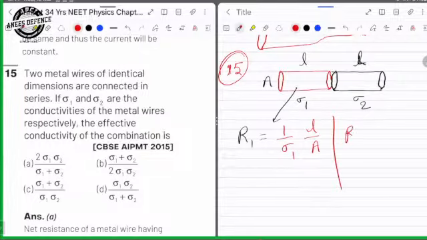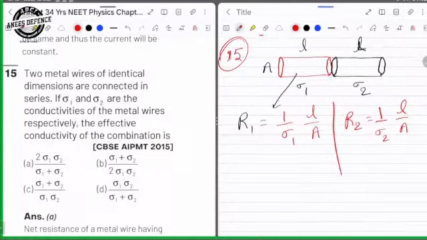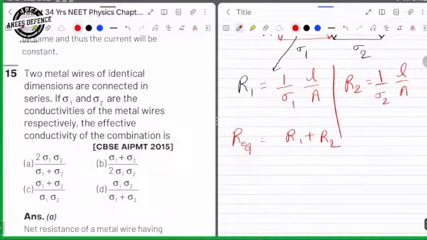Next one. R2 is how much? Rho 2 L upon A. Sorry, 1 upon sigma 2. 1 upon conductivity is resistivity, L by A. Yes or no? Both resistors are in series or parallel? Series. So R total or R equivalent is equal to what? R1 plus R2, right? The R equivalent is equal to R1 plus R2.